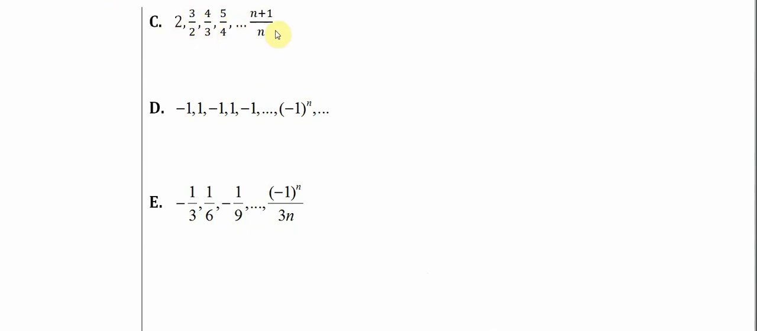Hopefully this gets a little bit more clarified. As we continue with this sequence, we can see a few patterns emerging: the numerator is an integer that's one more than the denominator. This actually continues to go on, and we can see that this sequence is getting smaller and smaller.